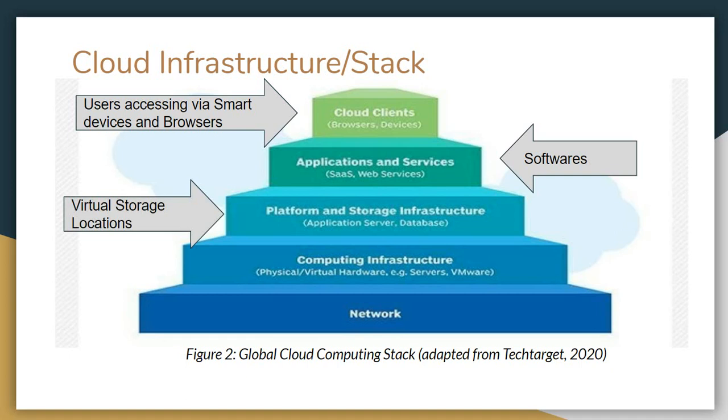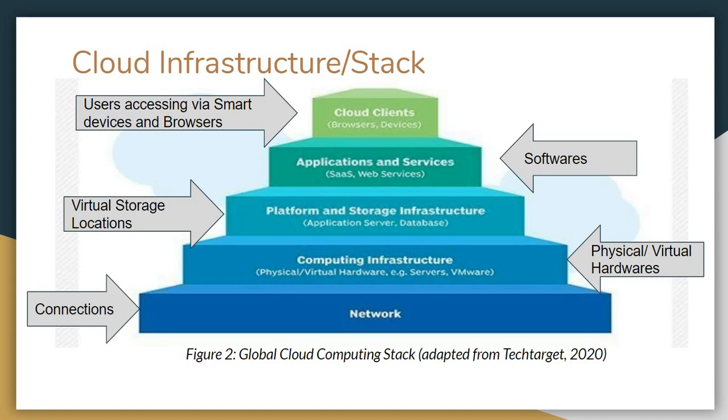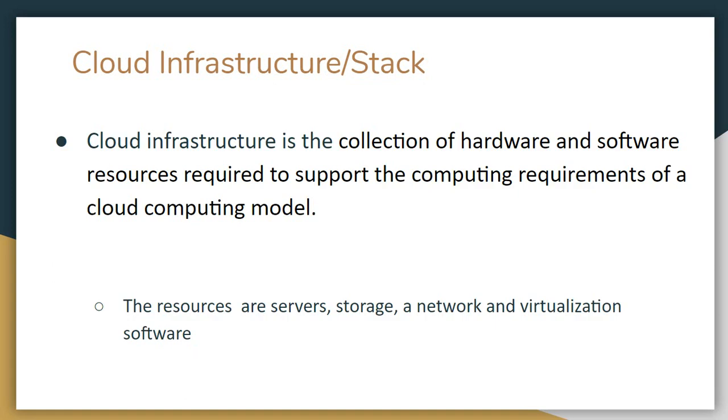On the third layer, we have what we call the platform and storage infrastructure, which is a collection of virtual storage locations, databases, and servers they can use to access cloud services. Then on the fourth layer, we have the compute infrastructure, which is a collection of physical and virtual hardware components of the cloud, like the servers and the VMwares. And then lastly, on the fifth layer, which is the broadest of all the layers, we have the network layer, which is a collection of connections and channels through which users can access the cloud facilities.